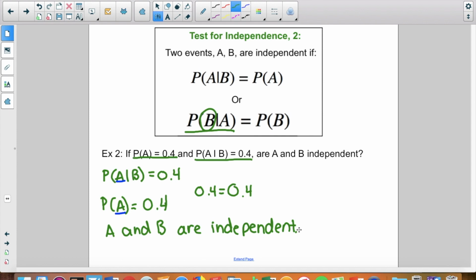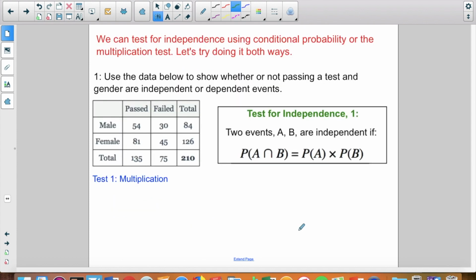Okay, so we are going to see this in a table, and we're going to use both types of tests. Both independence tests for the same problem. So this says, use the data below to show whether or not passing a test and gender are independent or dependent. Now, notice here we have passed, failed, male, female. They didn't tell us to use passed or failed or male or female, so we can choose, okay?